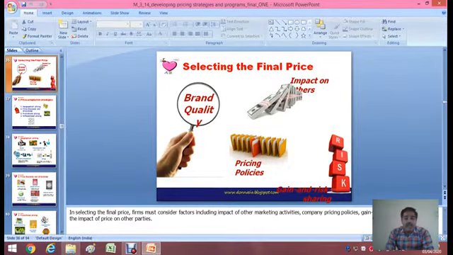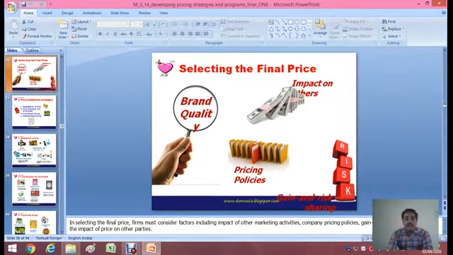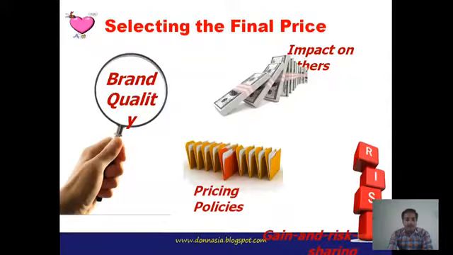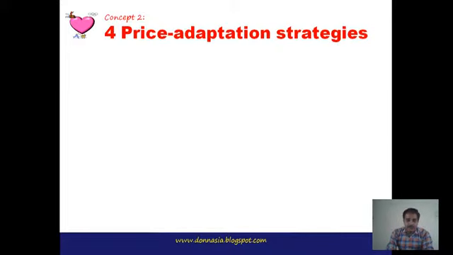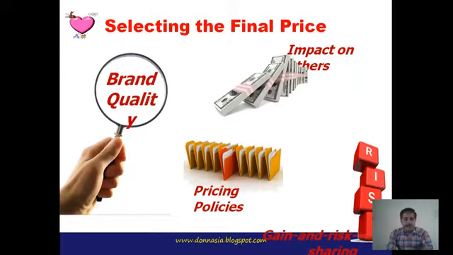And the impact of price on other parties: at the same time we are also required to think about what the impact will be on other parties if we increase or decrease the price. It means the other stakeholders, particularly distributors, wholesalers and retailers, will be affected by the price we have set at the time of setting the price. So the six steps of setting price are over. I think all of you have got it.